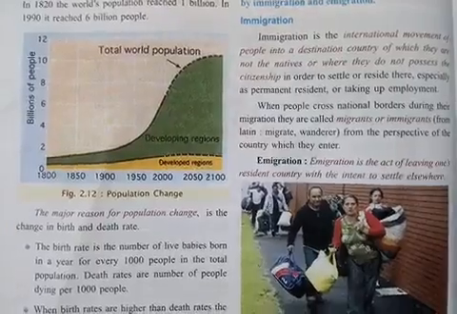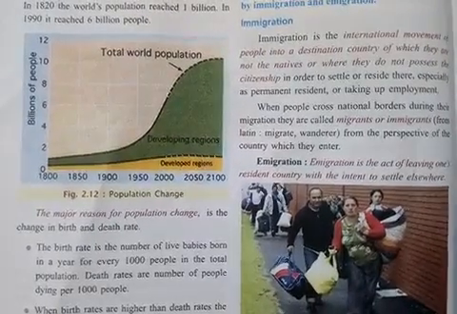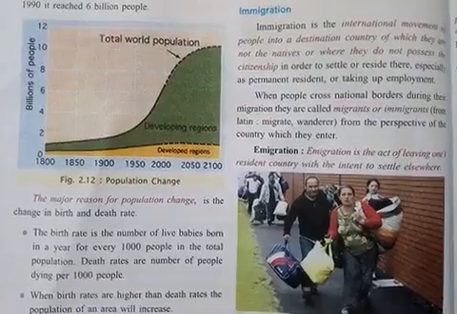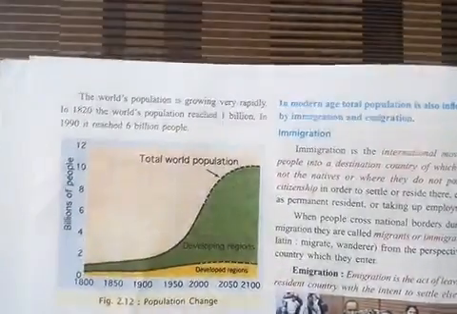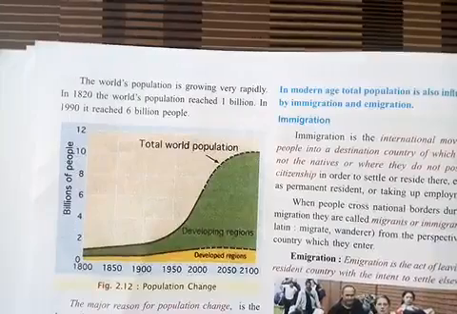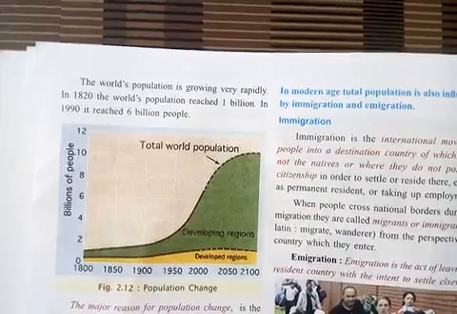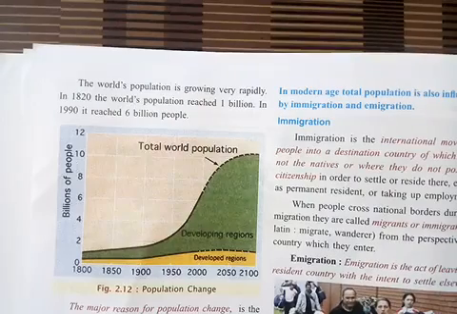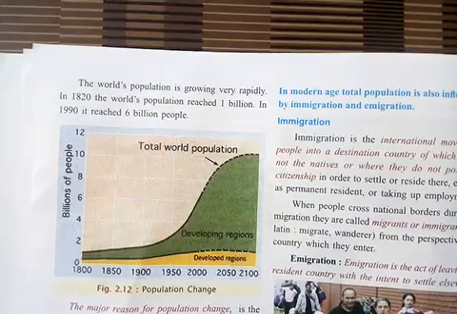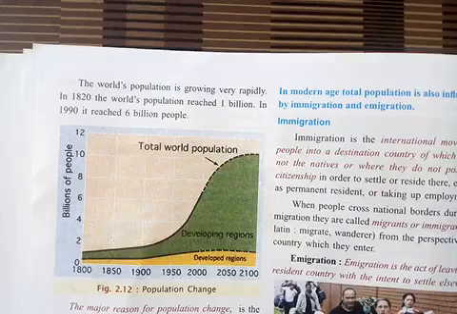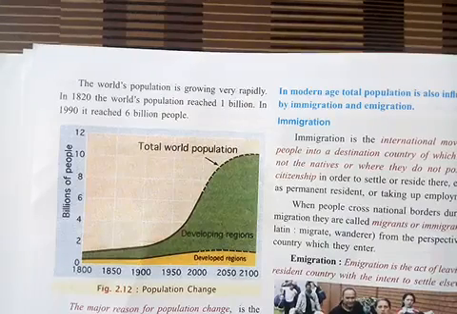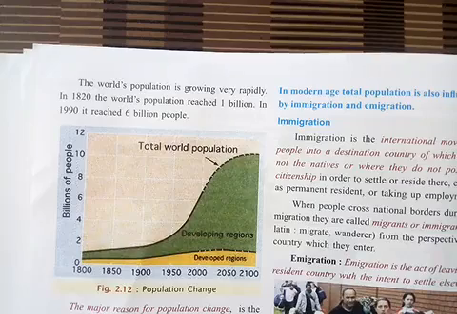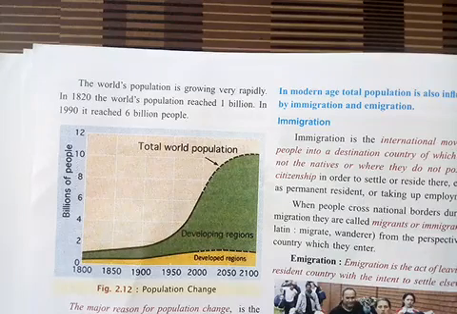As you can see on your screen, there are two figures given, but you need to see only the one. In this figure 2.12, you can find a graph diagram that shows the population change since 1800, and some expected population is also shown here till the 21st century.